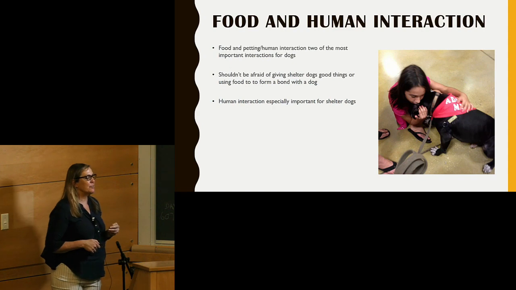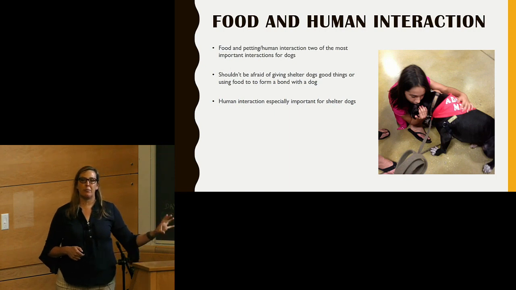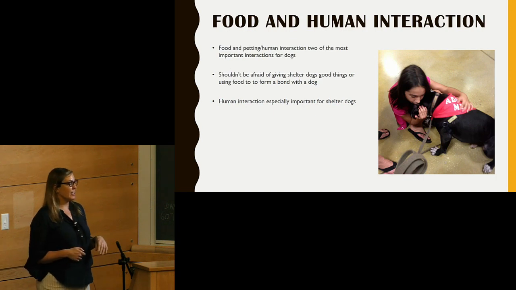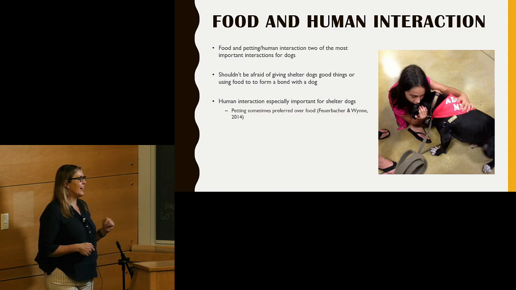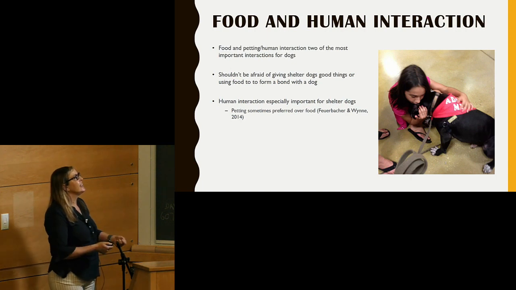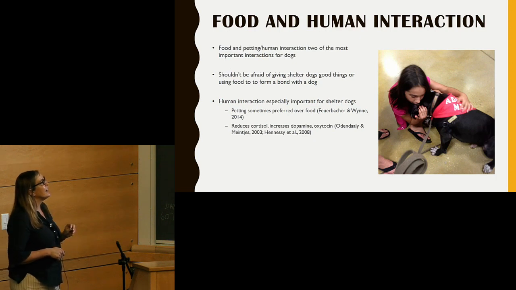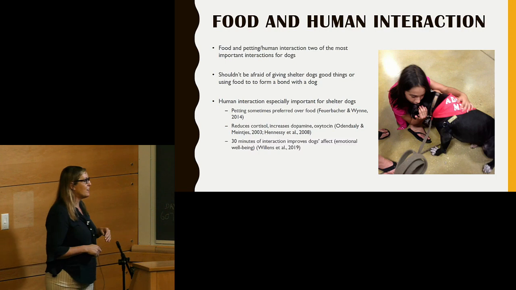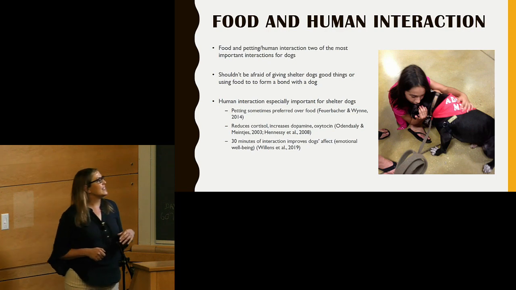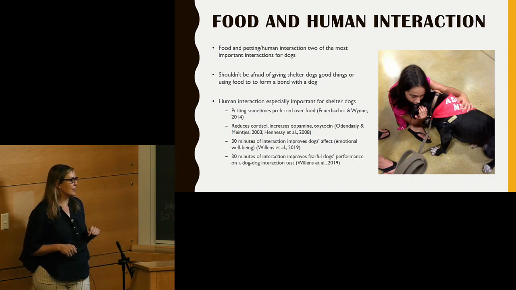What we found is that human interaction is especially important for shelter dogs. When you compare shelter to owned dogs, shelter dogs are much more likely to prefer petting than owned dogs. If we put owned dogs in stressful situations, like a novel room, then they'll prefer petting to food. But we actually find some of our shelter dogs preferred petting over food, even when food is freely given. So I think that really speaks to their state. We know that petting reduces cortisol and increases dopamine and oxytocin, so that might be helping them settle down. And 30 minutes of interaction improves the dog's affect, their emotional well-being. More recent studies that I didn't cite here have 15 or 20 minutes showing behavioral and physiological impacts for dogs.